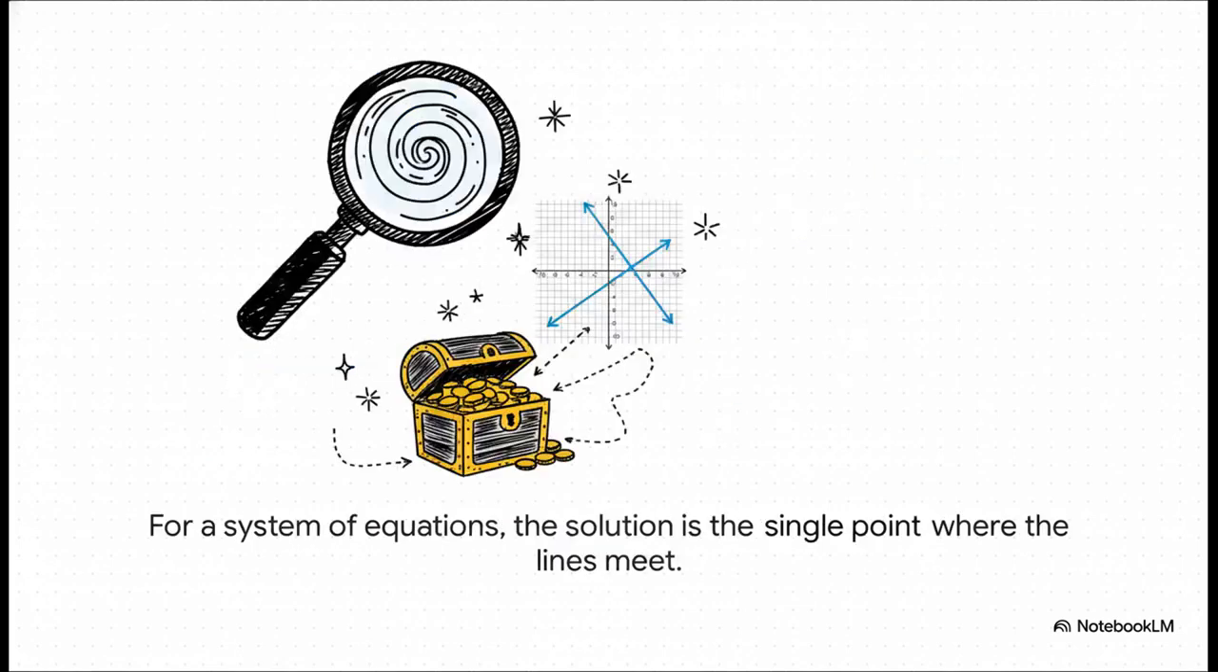And this gets really powerful when you have two equations. The solution isn't just some number you calculate, it's a place. It's the one single point on the graph where those two lines cross. All of a sudden, algebra becomes a treasure hunt.